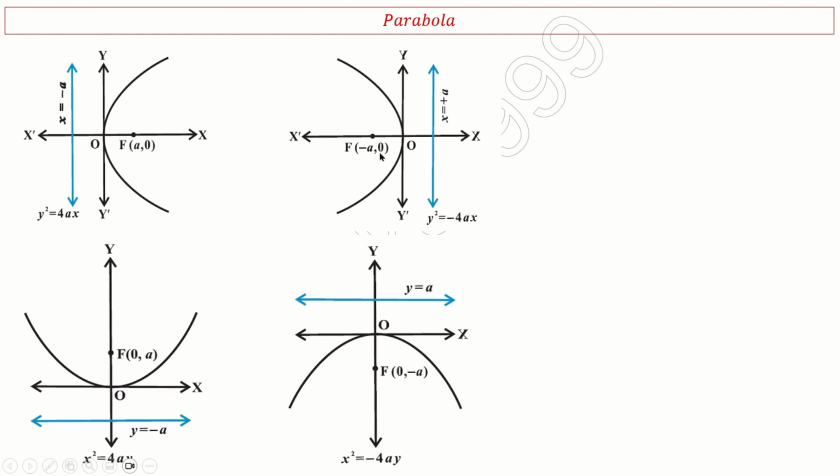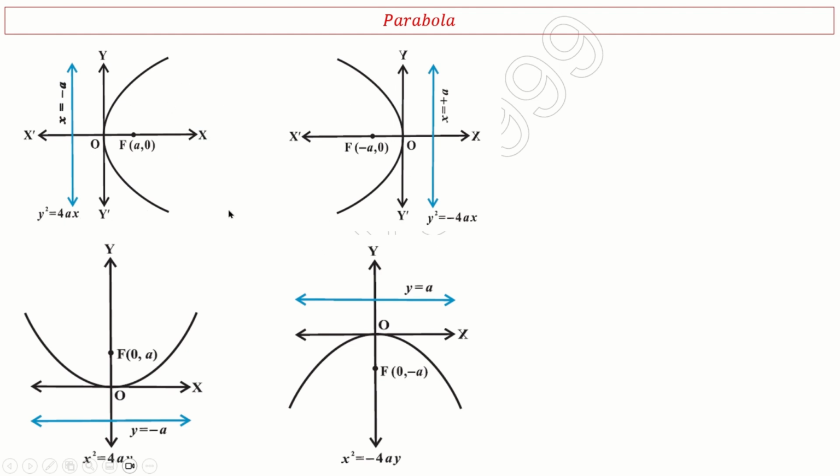Here the focus point is (-a, 0), so my directrix is x equal to plus a. Here the focus point is on (0, a), so y equal to minus a is my directrix. Similarly here. The rest of the information will be according to these equations. And x square equal to 4ax is the default parabola equation.